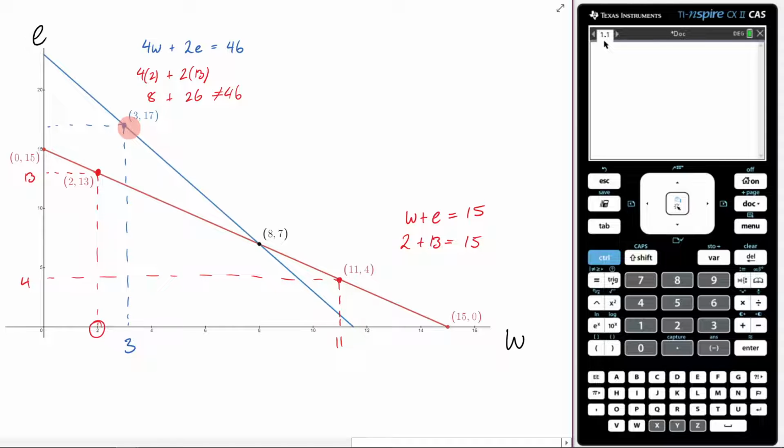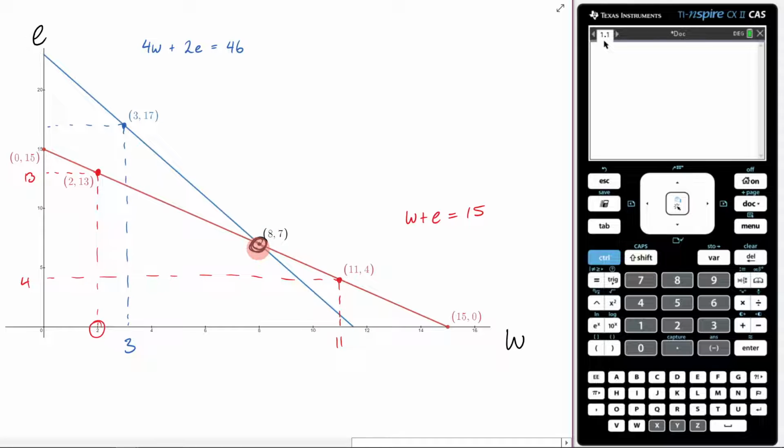Now, the whole point of what we're trying to do now, so let me clear the board, is find a point at which my W and E satisfies both the red line and the blue line. So in other words, I can put in a W and E value that is true for both of these equations. And hopefully you can see where this would occur. It's going to occur when they intersect.